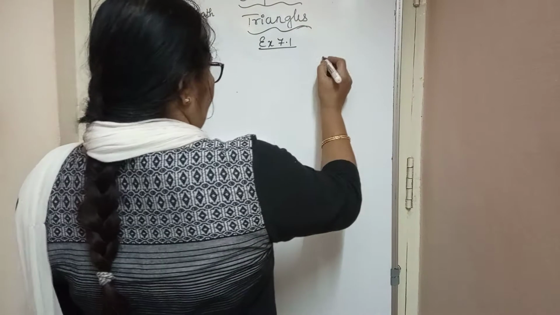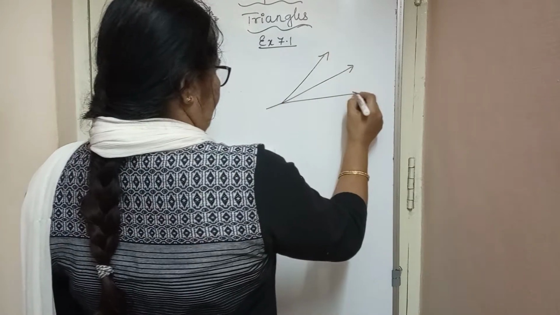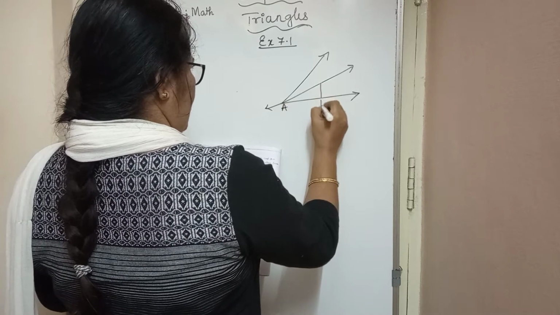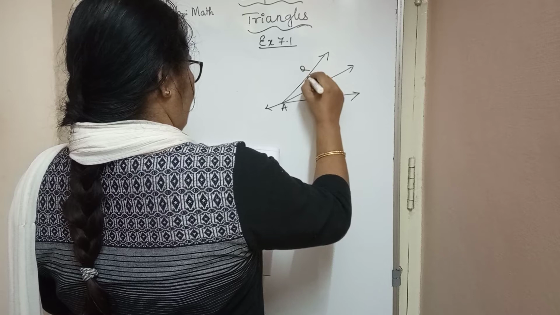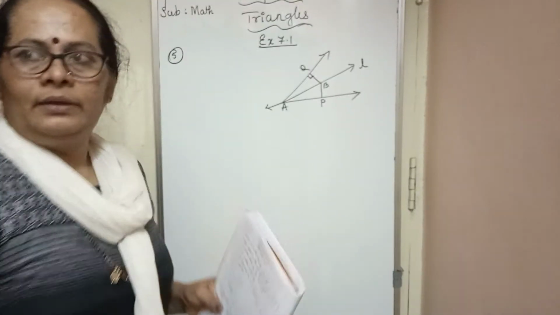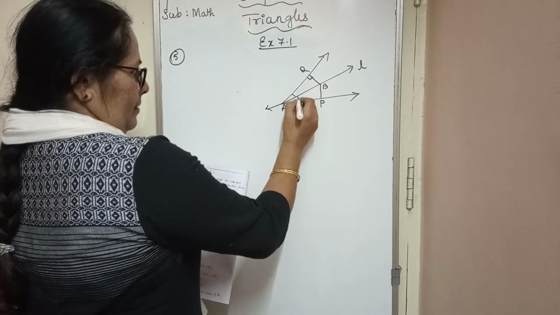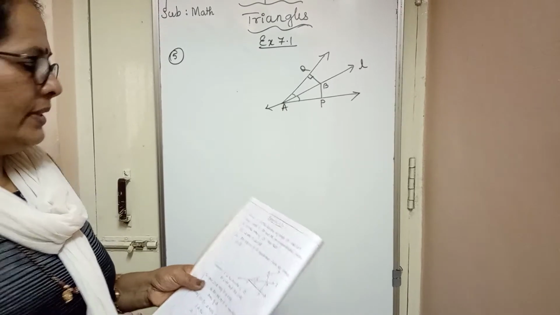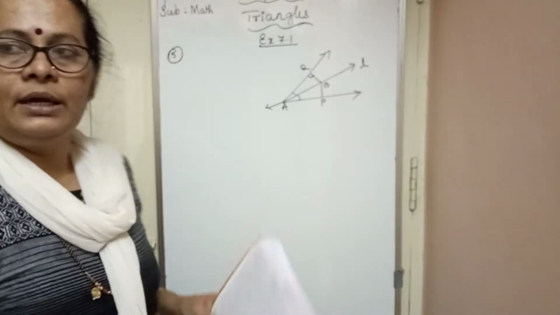Here one angle is given and this is the bisector for that. So this point is P, this is B, and this one is A, Q. So this is L. Now this L is the bisector of angle A. It means these two angles are equal. You have to show that triangle APB is congruent to triangle AQB.